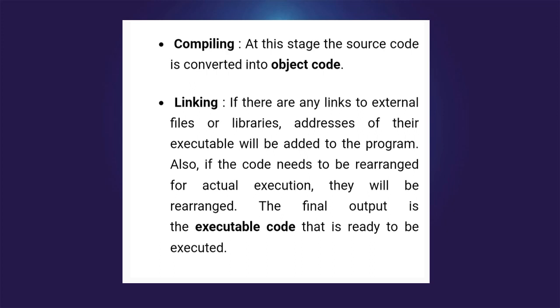Compiling. At this stage, the source code is converted into object code. Linking. If there are any links to external files or libraries, addresses of their executable will be added to the program. Also, if the code needs to be rearranged for actual execution, they will be rearranged. The final output is executable code that is ready to be executed.